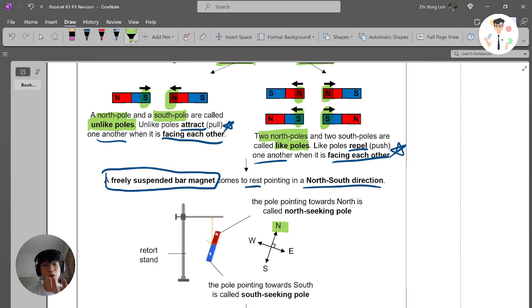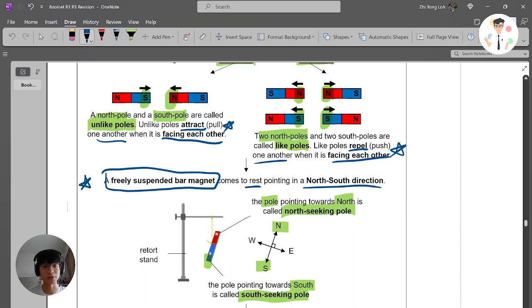It means that we know the compass, right? A compass works the same way, but this one is just hung, so you can point at it easily. Because this pole is pointing at north, we call it the north-seeking pole. And this one is pointing at the south, that means that is south, and that's why this is called the south-seeking pole. So that is kind of important to know. There is something called the freely suspended bar magnet, and the key thing is it will come to rest pointing in the north-south direction.